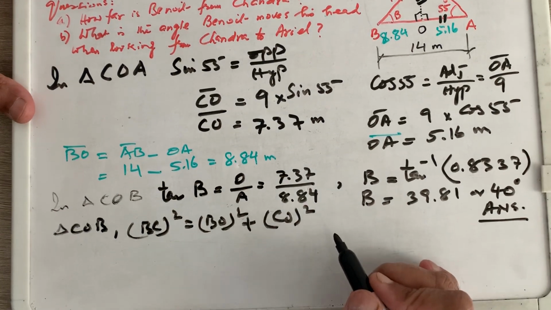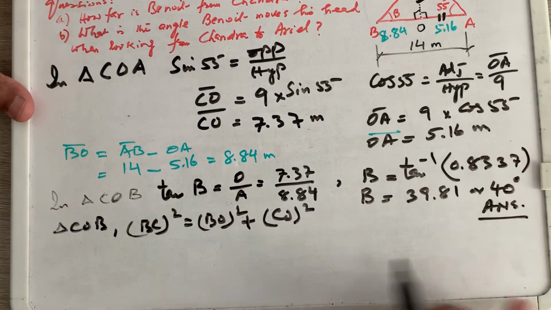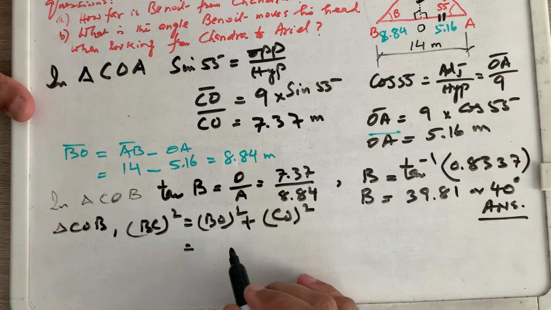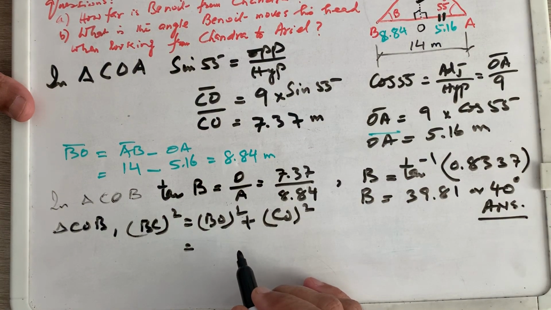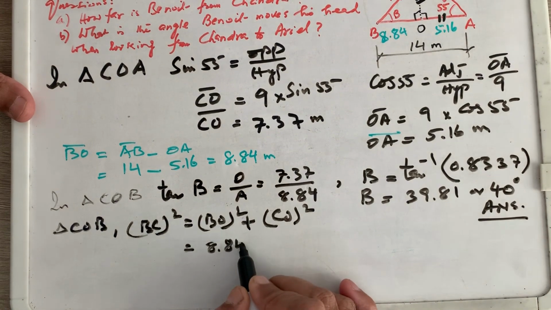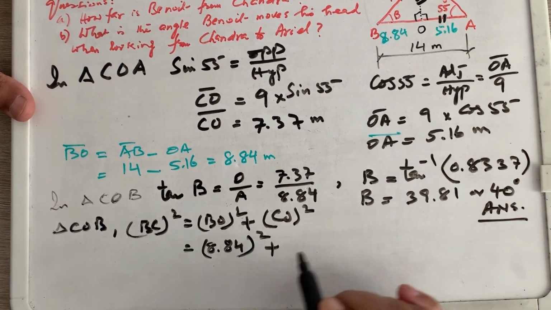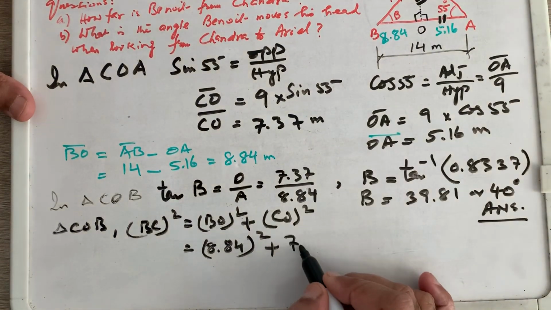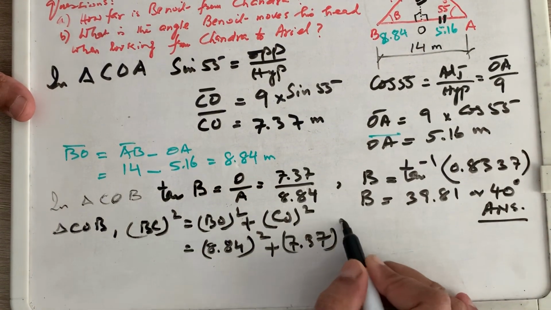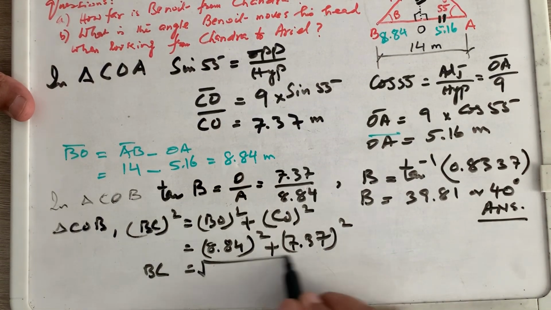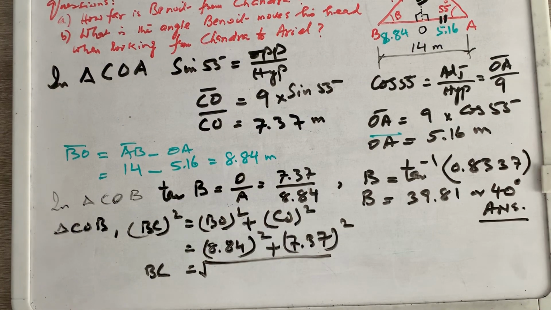So what is my BC square? These are all known sides now. So BC we need to find out. BO we know, right? What is BO? 8.84. 8.84 whole square plus what is my CO? CO is 7.37 whole square, right? And then we can calculate the square root of this, whatever it comes out.